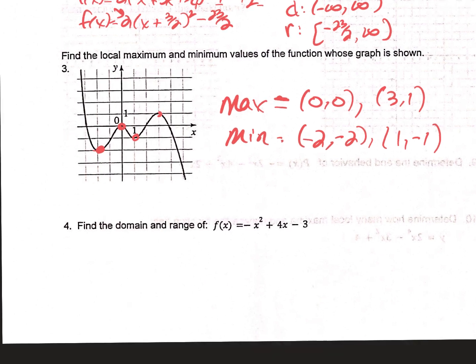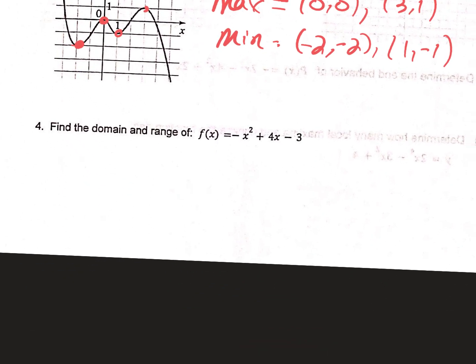Number 4, find the domain and range. Now, again, same kind of deal. I know the domain already. It's a parabola. It's opening down. It's getting wider and wider. It's going left and right forever, so there's your domain. The range, you need the y value. You need the vertex, the y part of the vertex, to get your range.